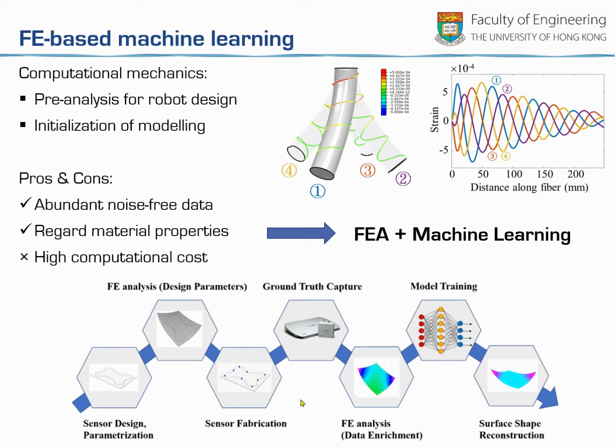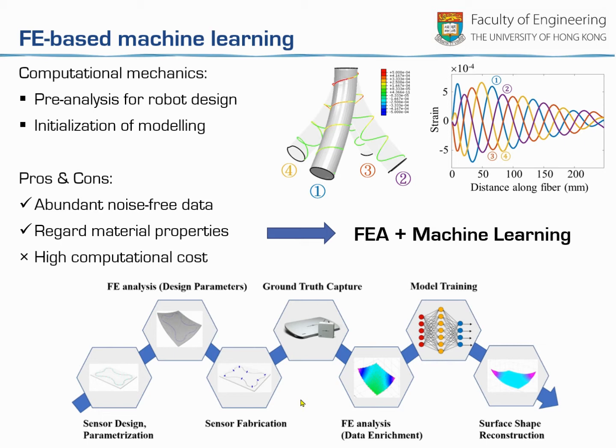Now we can see that computational mechanics, FEA, can help to do pre-analysis at the early stage of the robot design, guiding us to adhere the fiber properly. Also, in some other works, computational mechanics is used to do model initialization for some soft robots. FEA is usually used in the soft robotics field as it can take geometric and material properties into consideration. So it could provide enough noise-free data for analysis or for model training.